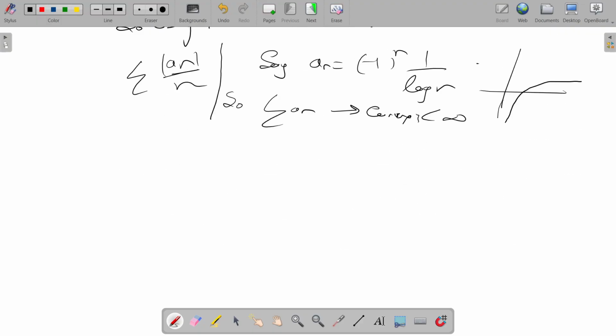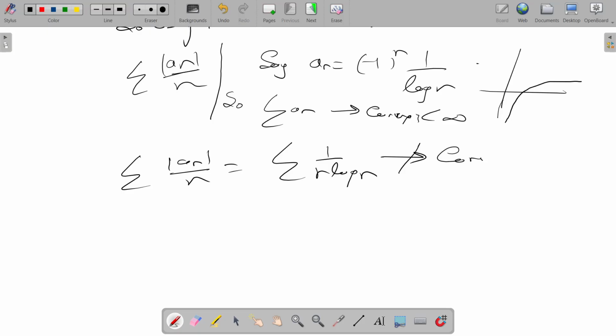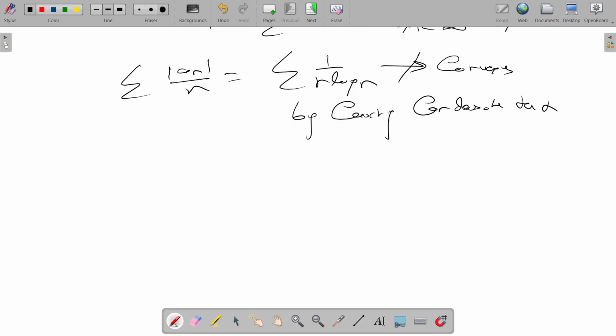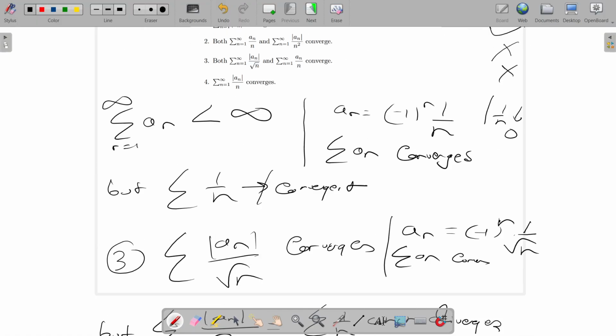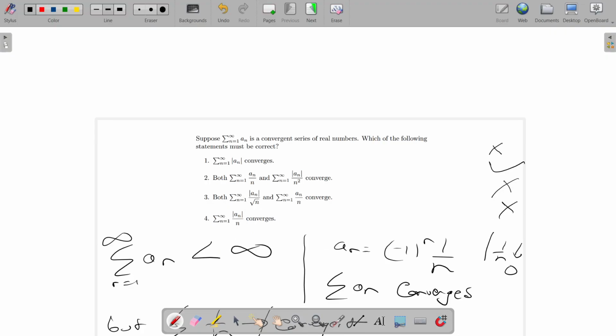Now what about mod a_n by n? Summation of mod a_n by n will be equal to summation of 1 by n log n, and everyone knows that this does not converge by the Cauchy condensation test. So we are done. Option 4 is also false, so only option 2 is correct. In the exam we can quickly discard options 1, 3 and 4.